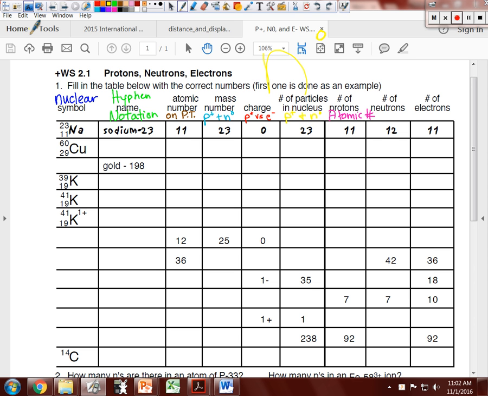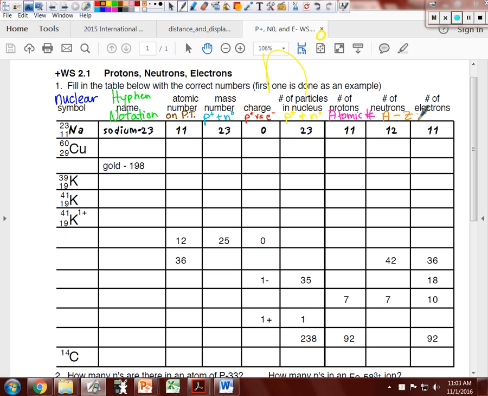All right, so the number of neutrons. What color have I not used yet? Orange. Okay, we can do orange. How do you find the number of neutrons? Symbolize it for me. A minus Z.